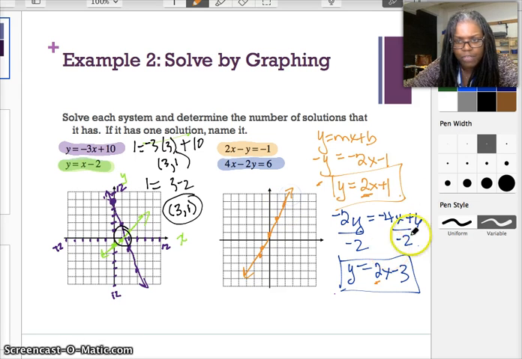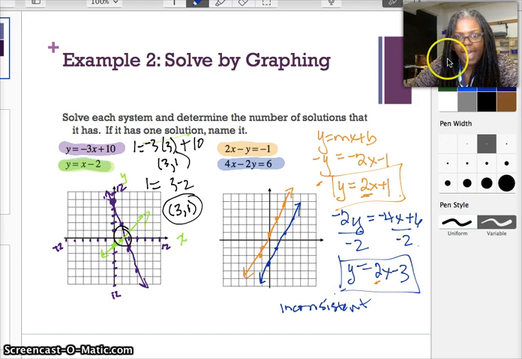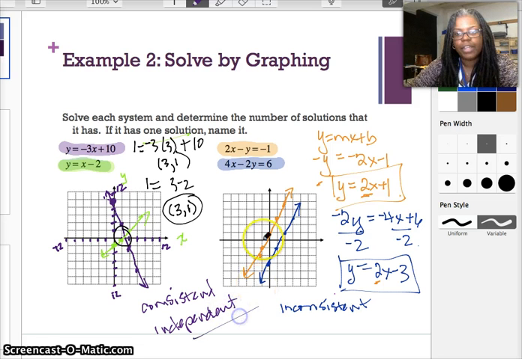And then I do the same thing for this blue equation. My y-intercept is negative 3, but my slope is exactly the same. So you realize that these lines will never meet. So in this situation, we have an inconsistent system. So this one was inconsistent, right? Because there was no solution. And this one over here was consistent and independent. All right. So that's what we have.